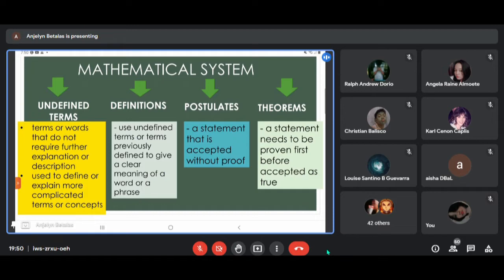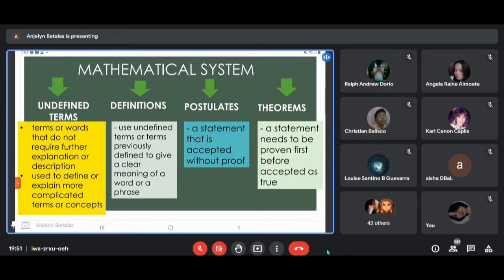How about the postulate? A postulate is a statement that is accepted without proof. These are statements, class, that are accepted without proof. Accepted lang siya, the same as in reality, statements that need no proof. Example, what are the examples in real life? There is a sun on the earth, rotating around the sun. There is no need to prove it because we know its existence. So, it is accepted. In math, we also have such statements. Later, we'll encounter postulates. And lastly, theorems. These are statements that need to be proven first before being accepted as true.